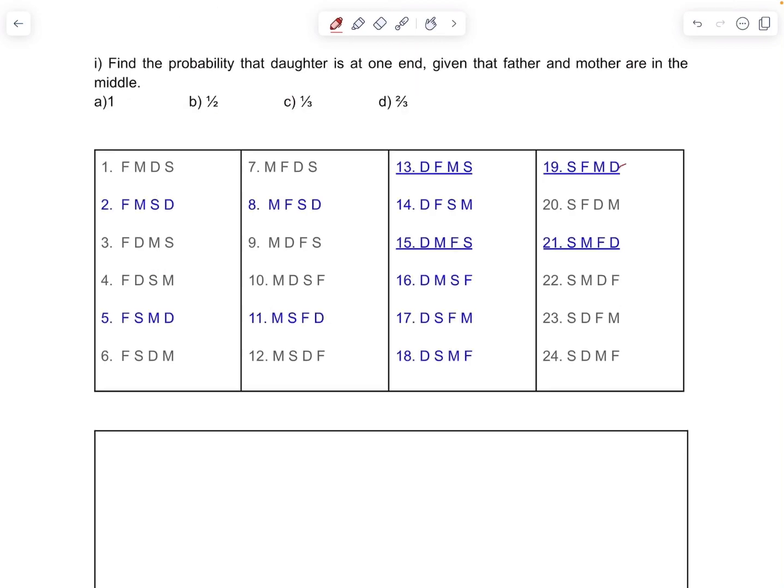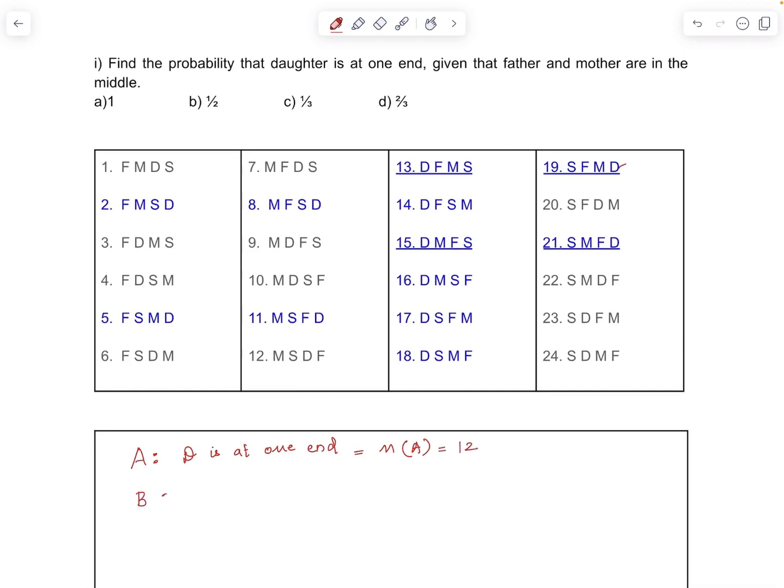Subdivision 1. Find the probability that daughter is at one end given that father and mother are in the middle. So let's take A as the event where daughter is at one end, be it left or right. So event A has been marked in blue color. N of A is equal to 12.